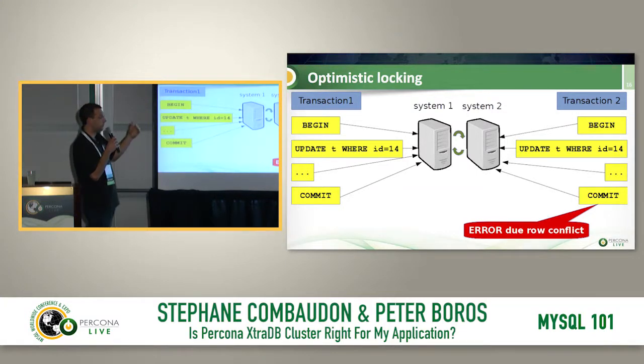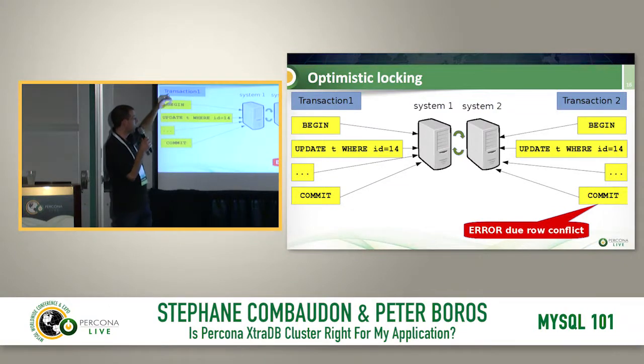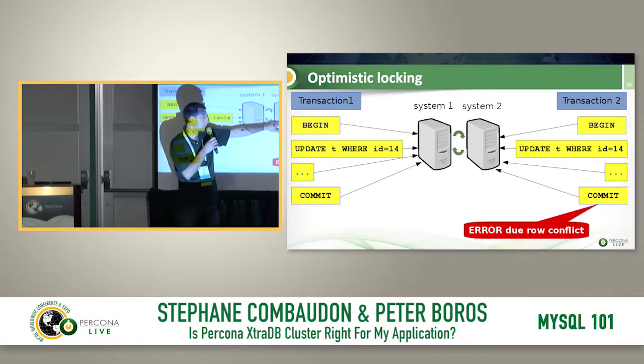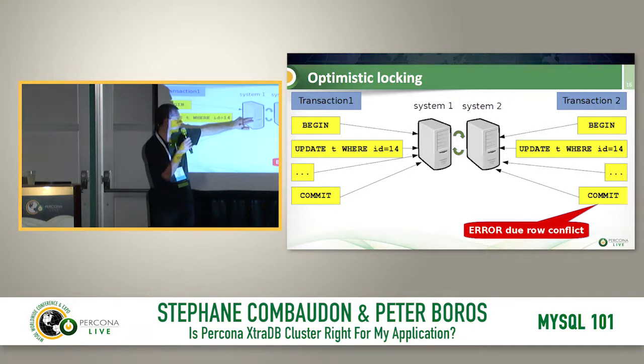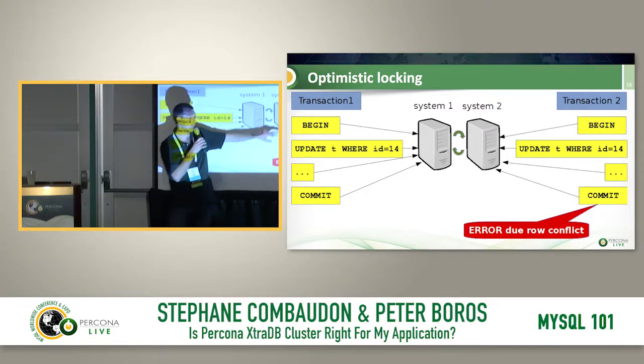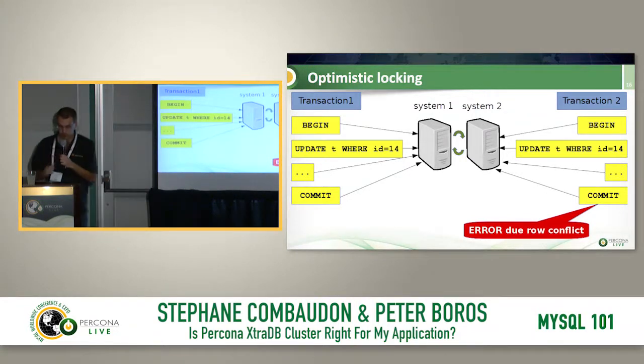Because if we had pessimistic locking, basically, when we started this transaction, we would have set a lock here, but we don't set a lock. So when we start the transaction here, we set a lock locally on the record, but not remotely on other nodes. So that's why it's called optimistic locking.